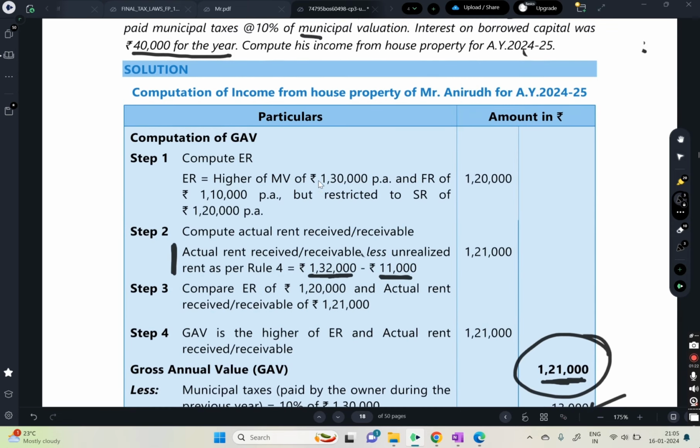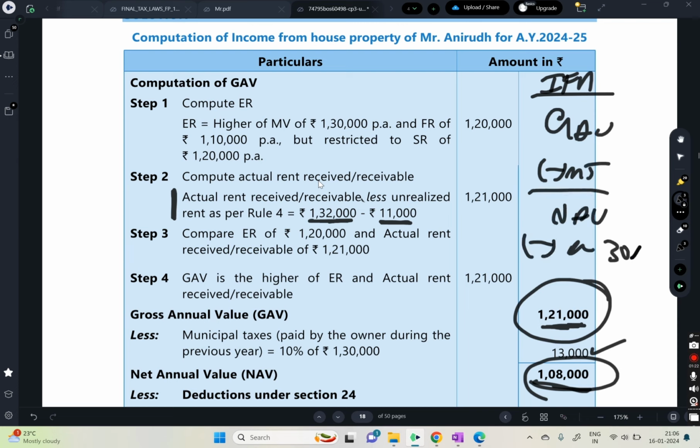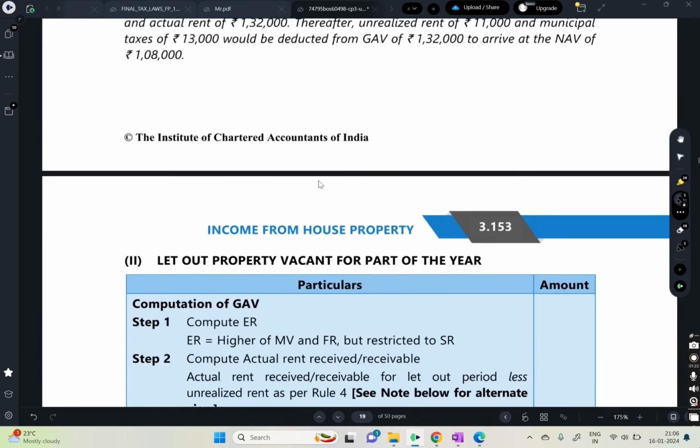Okay. So make sure whenever they ask you to do IFHP, immediately do the format. What is the format? GAV minus municipal taxes, I get NAV, minus deduction under section 24, 30% standard deduction, and interest on borrowed capital. That's all. IFHP is over. This format is important. Next one.